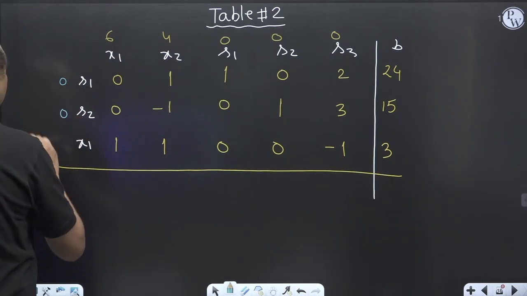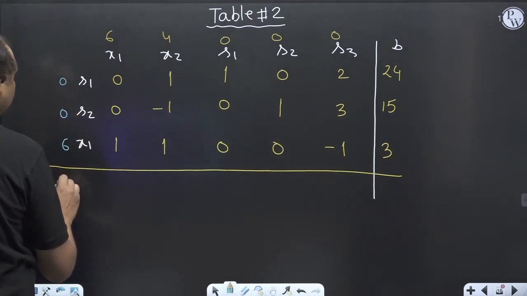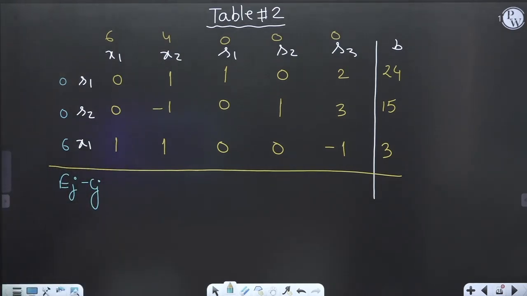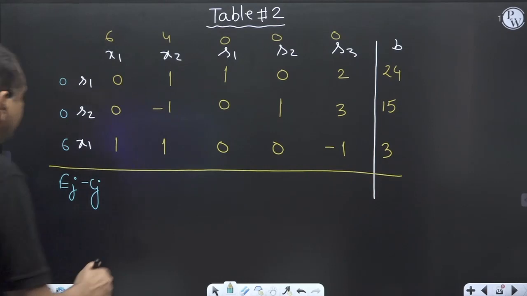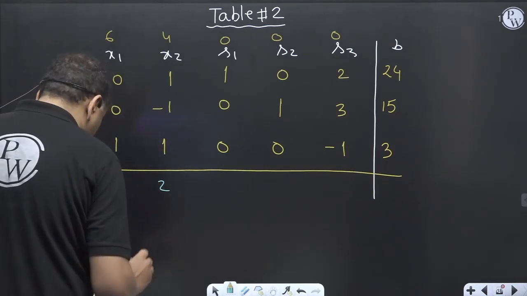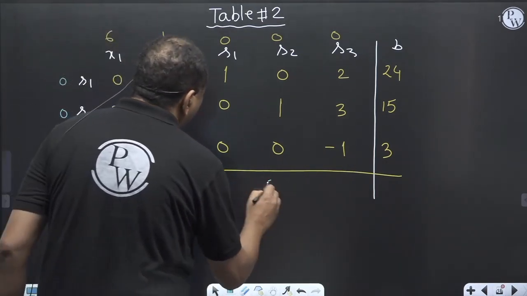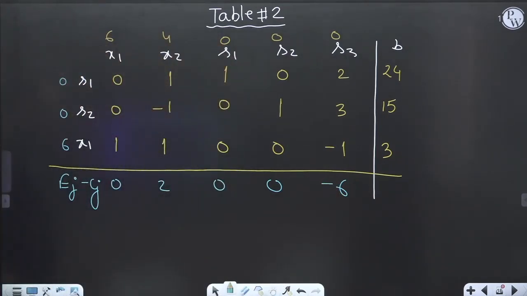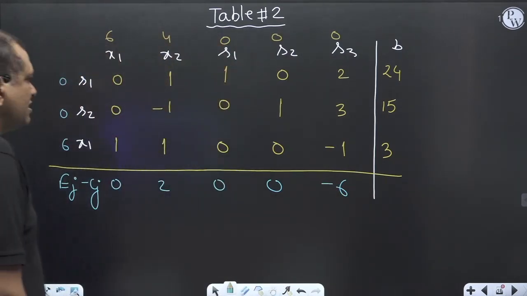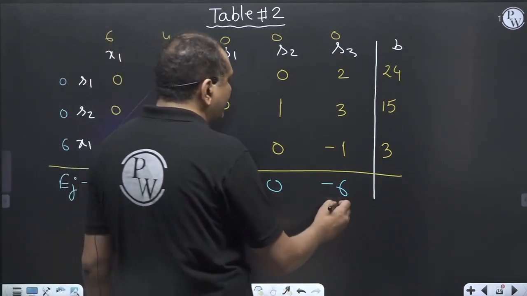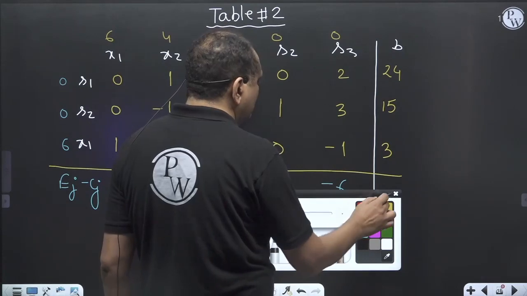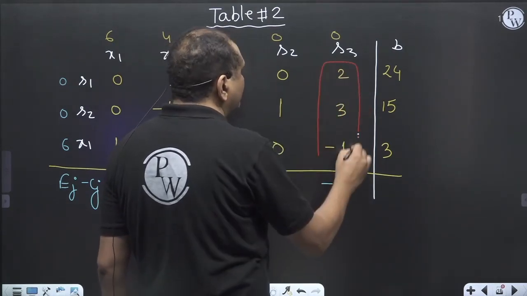Zero, 0, 6. Ej minus Ej also we can write it down: 0, 2, minus 6. So the maximum negative is here. This is the entering column.